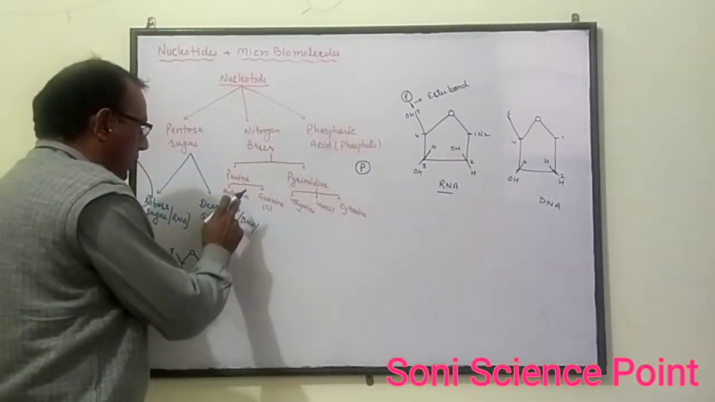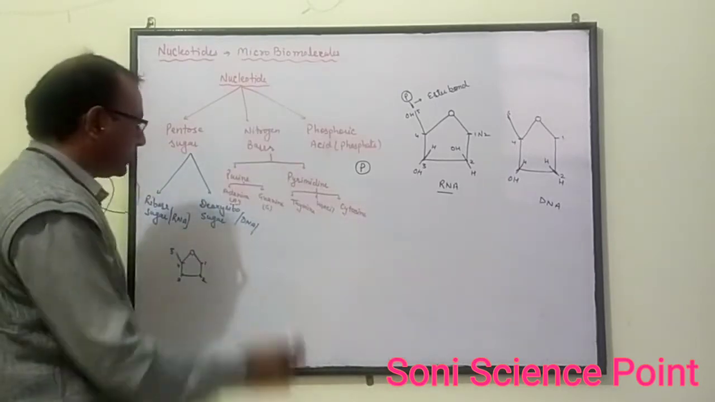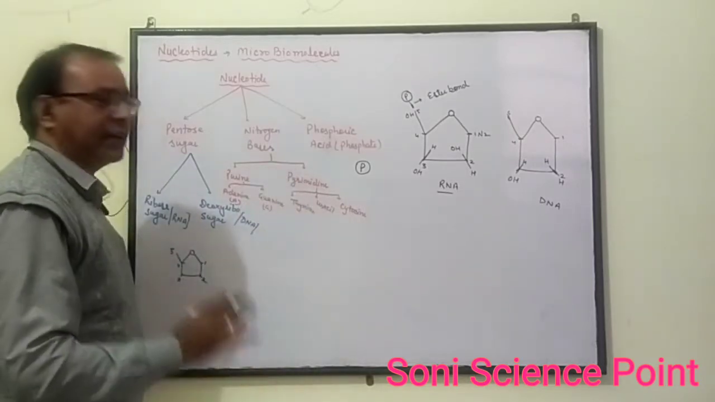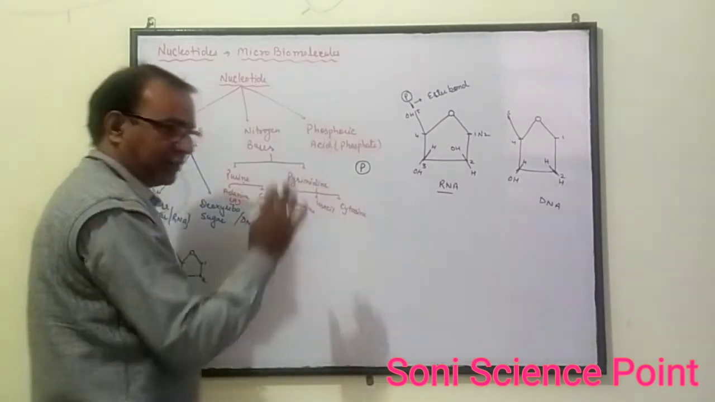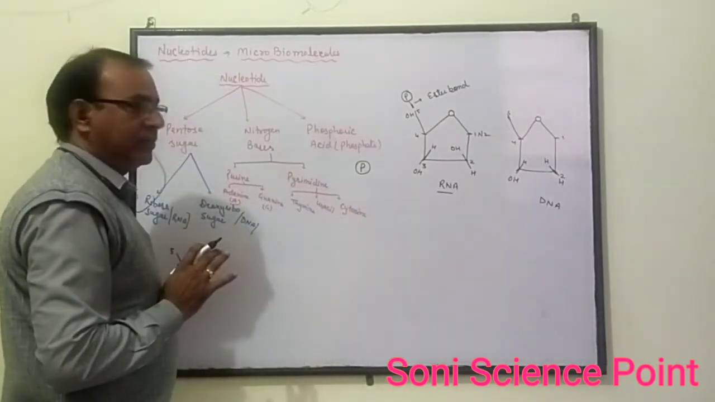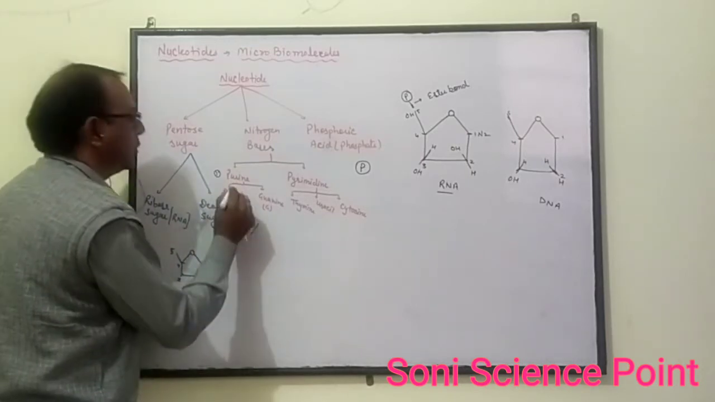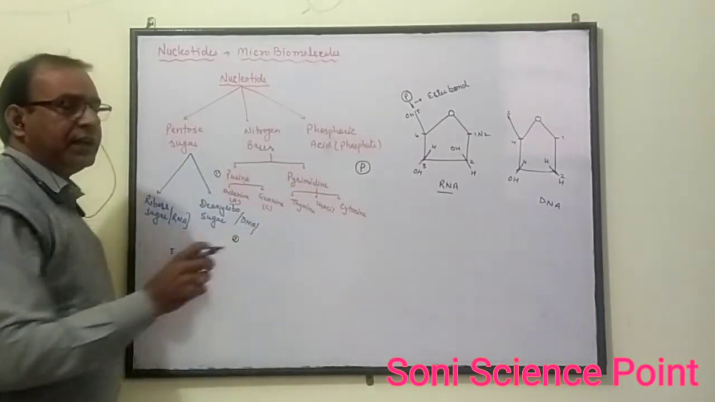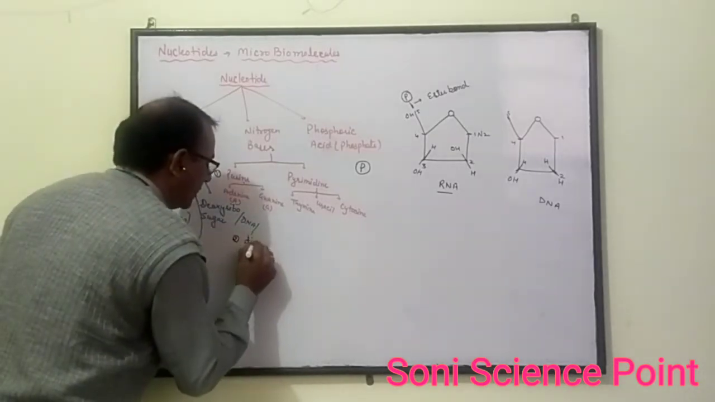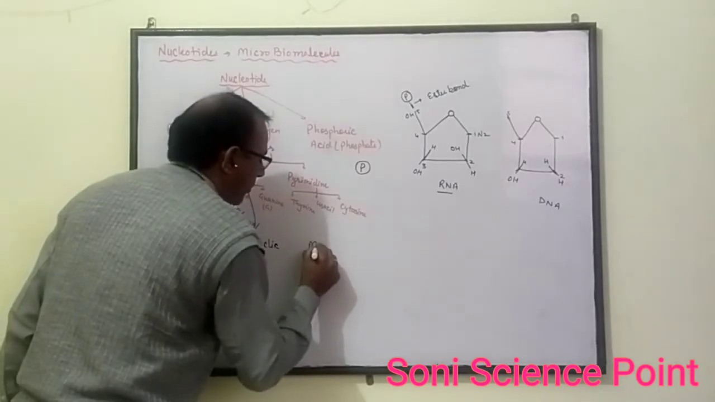First, purine and pyrimidine are both nitrogen bases. Purine is of 2 types and pyrimidine of 3 types. But when we draw the structure of RNA and DNA, only 2 pyrimidines are used. This is the first difference. The second difference between purine and pyrimidine is that purine is dicyclic and pyrimidine is monocyclic.